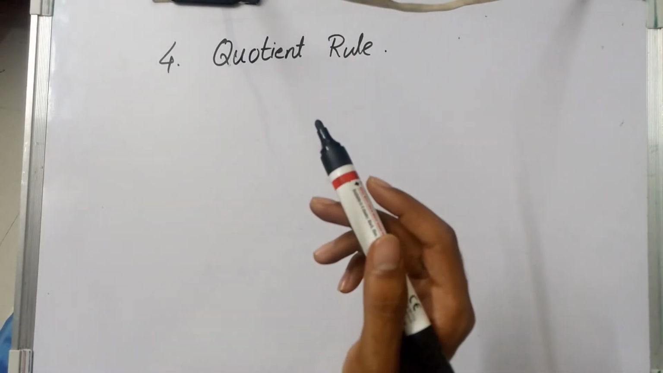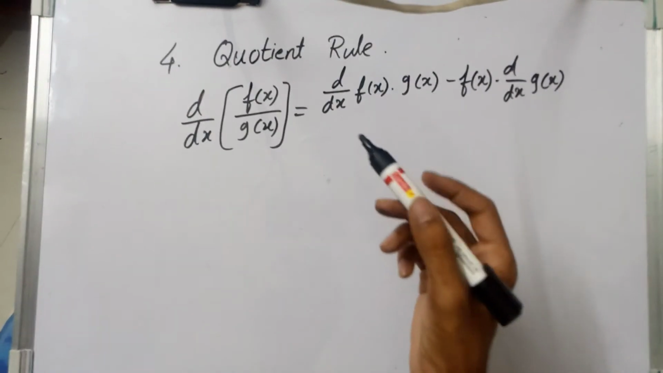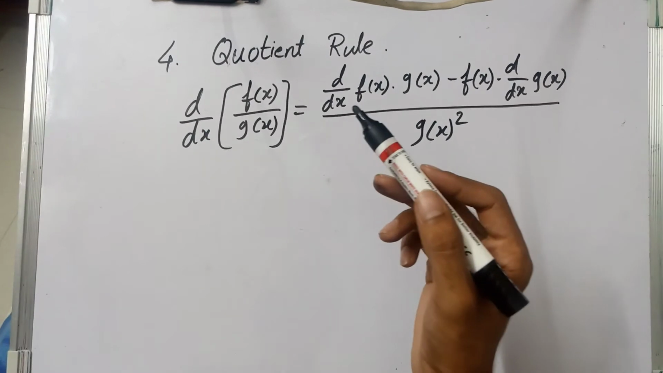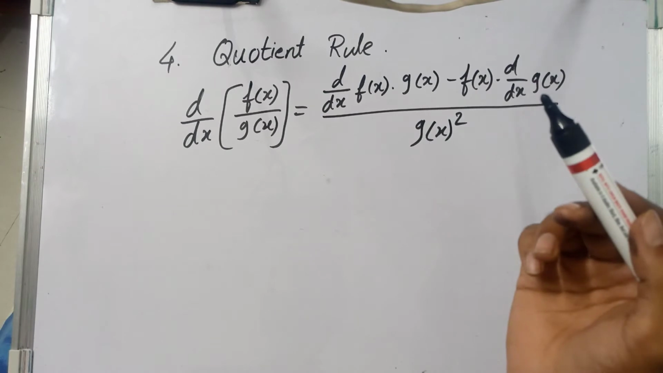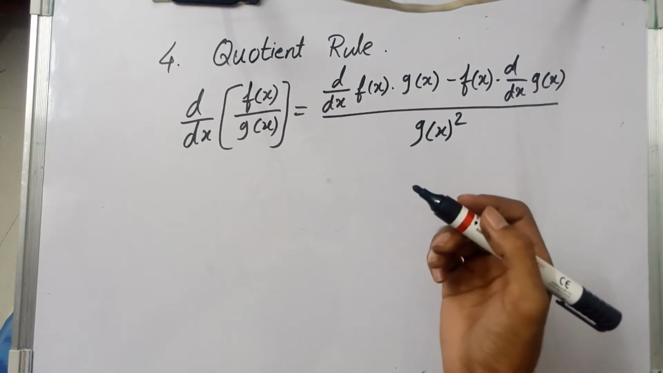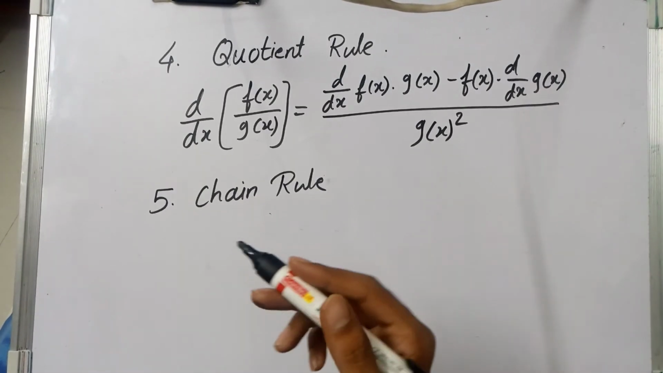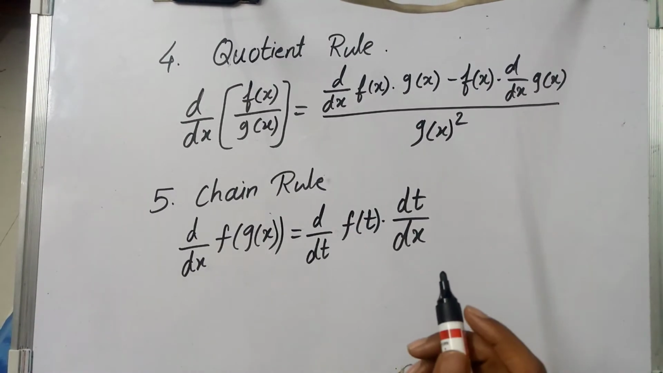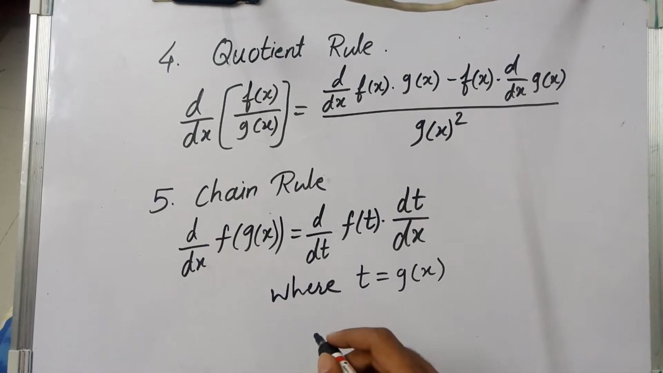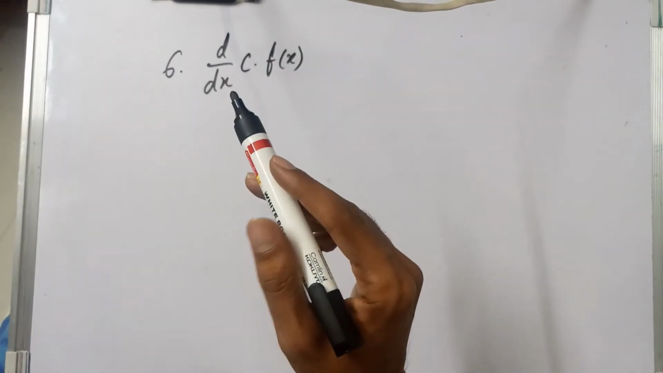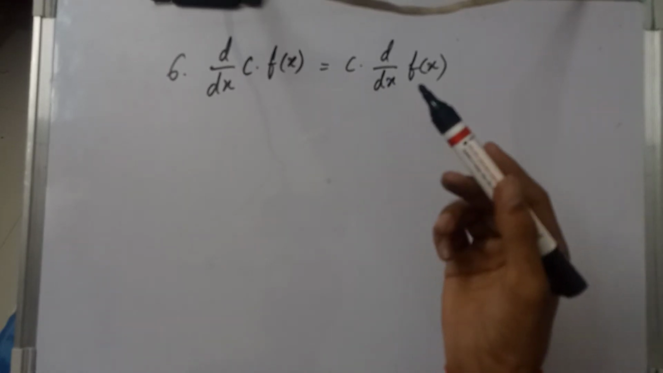Quotient rule, derivative of f(x) upon g(x) is derivative of f(x) into g(x) minus f(x) into derivative of g(x) upon g(x) square. Fifth, chain rule, where t is equal to g of x. Sixth, derivative of c into f(x) is c into derivative of f(x).